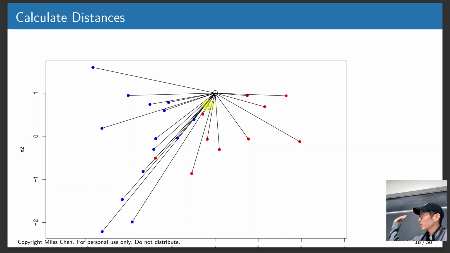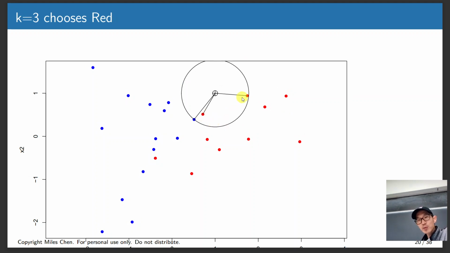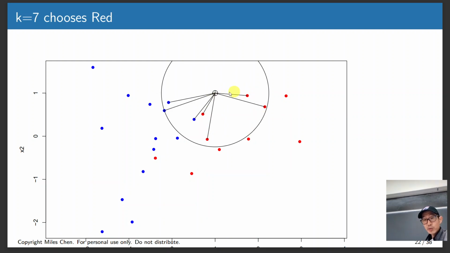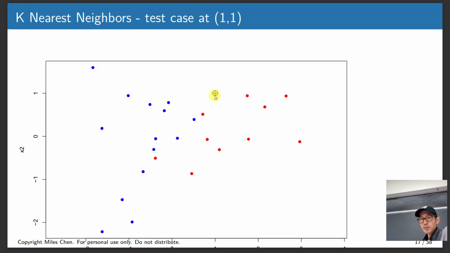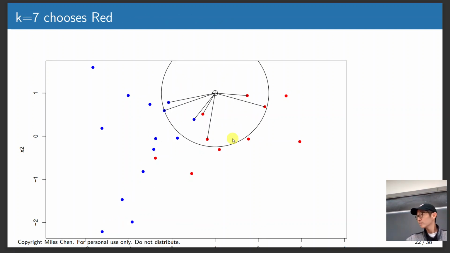Anyway, okay, so we calculate the distance. Now we want to say, all right, what's our 1 nearest neighbor? 1 nearest neighbor is red. What's our 3 nearest neighbors? We have 2 red and 1 blue, so this point gets classified as red. What's our 5 nearest neighbors? We have 3 red and 2 blue, so it's still red. What's our 7 nearest neighbors? We have 4 red and 3 blue, so it is still red. So we feel pretty good about this point being in the red zone, because at k equal to 1, 3, 5 and 7, it all gets classified as red.